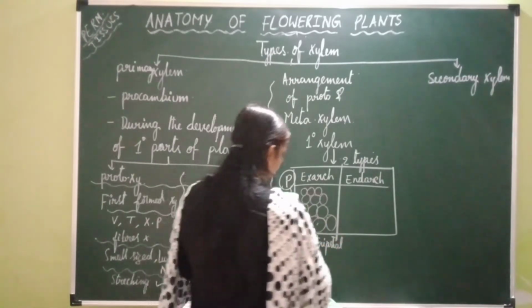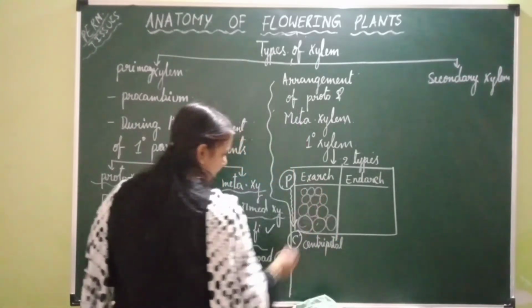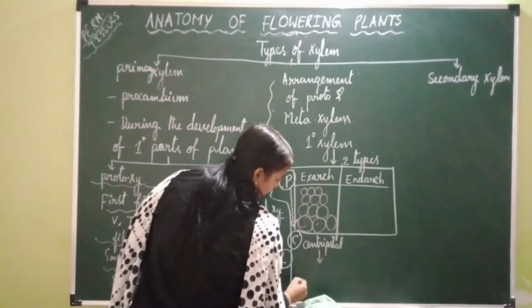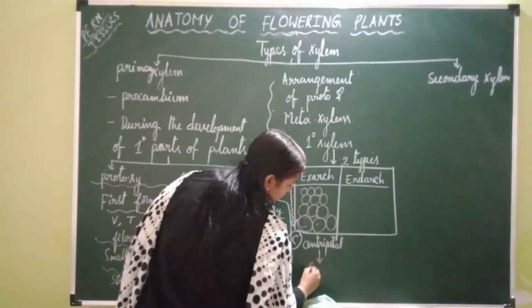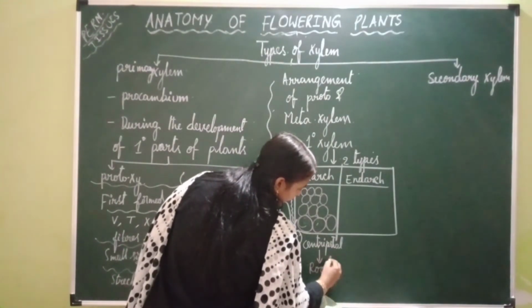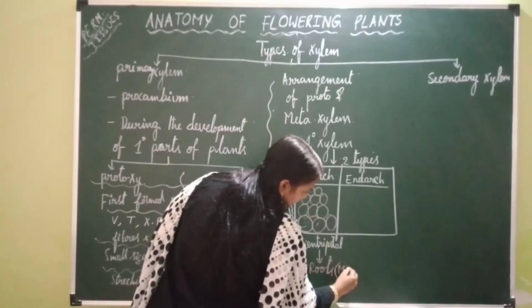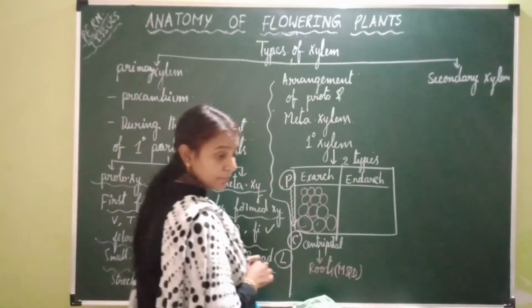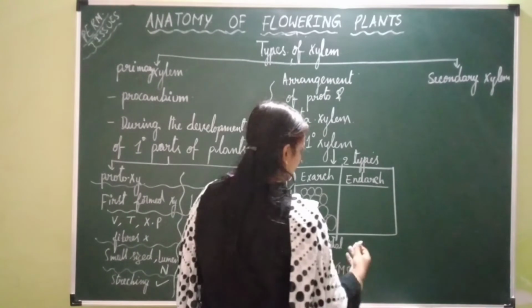Now coming to endarch xylem. Okay, exarch xylem is present in roots, both monocot and dicot roots. Both monocot and dicot roots consist of exarch type of xylem in their vascular bundles, vascular tissues.